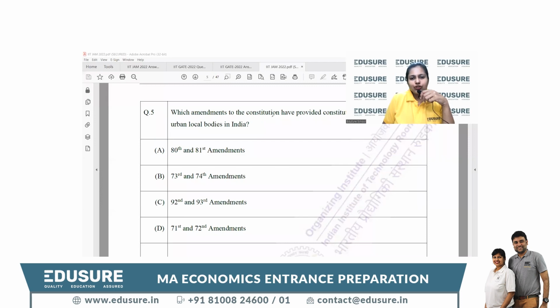Which constitutional amendments have provided this constitutional status to rural and urban local bodies in India? That's the 73rd and the 74th Amendment.